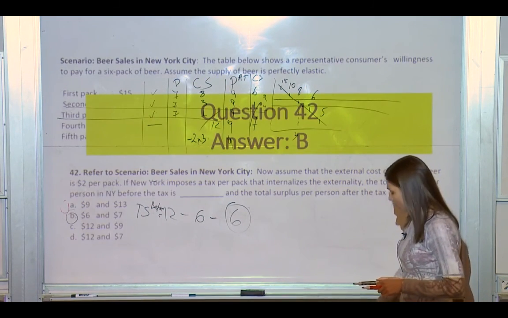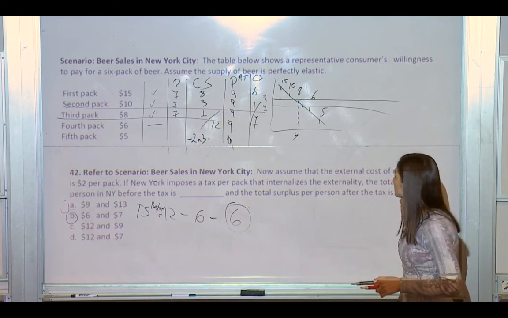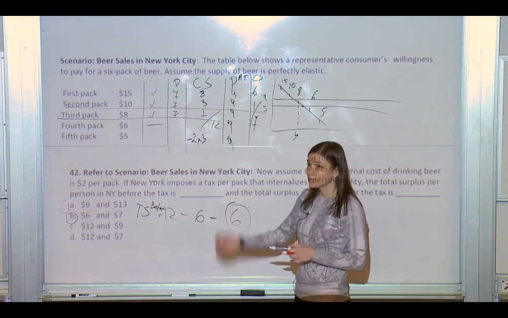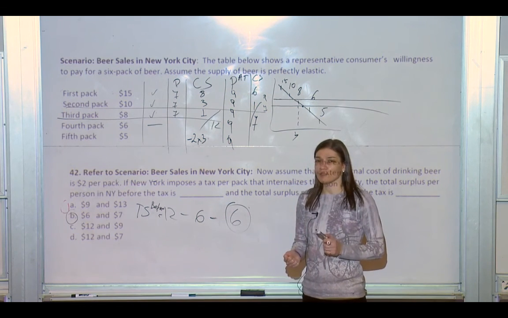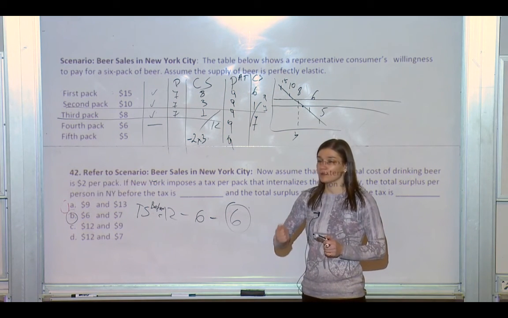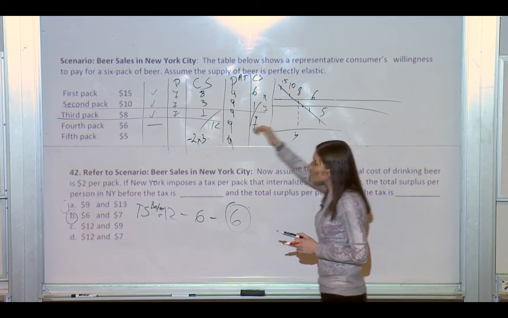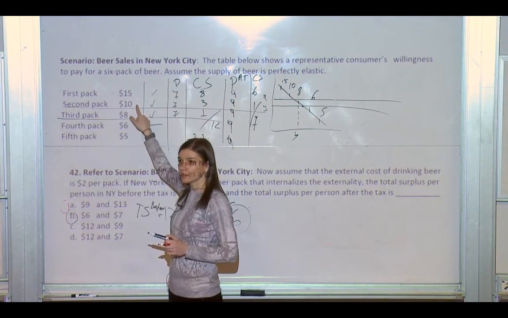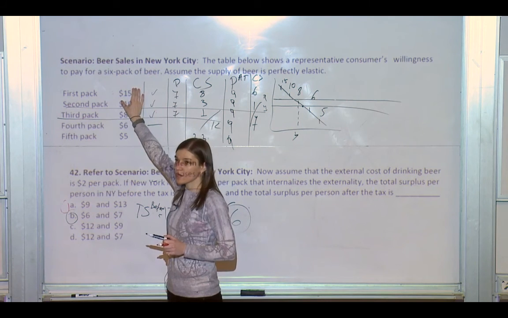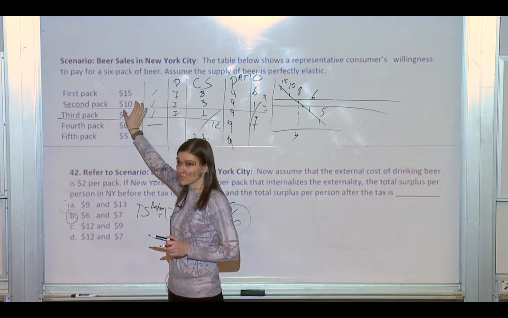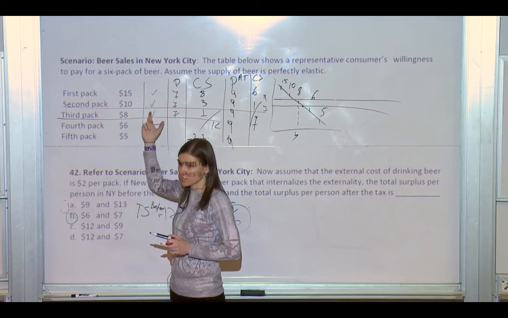Where did I get 7 from is the question. I got 7 because before the tax the price was 7, right? There's a tax of $2. So the price is now 9. At the price of 9, 2 people buy. The benefit to the first guy is 6, and the benefit to the second guy is 1. 6 and 1 is 7.